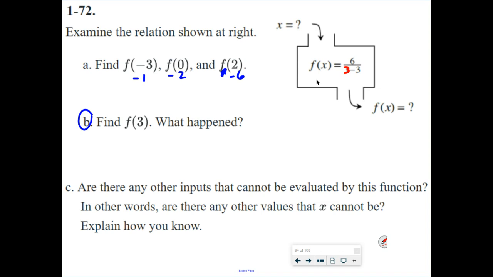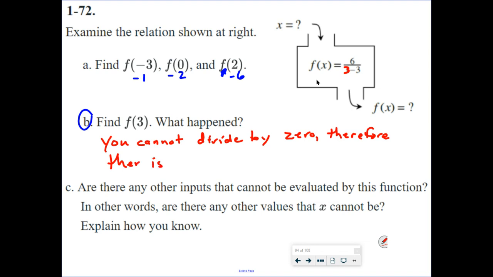You cannot divide by 0. Therefore, there is no solution. I can write that here. There is no solution. And I expect to see this in your notes, of course.